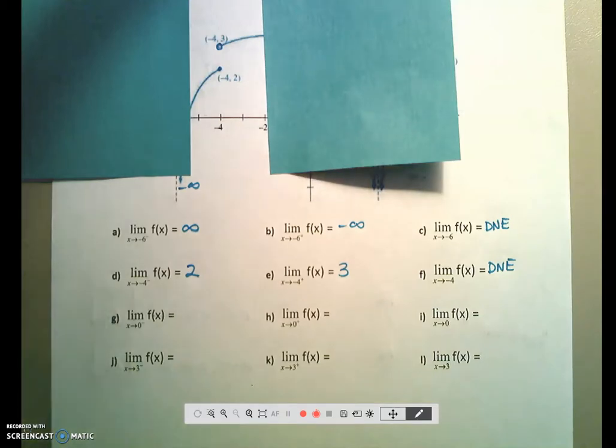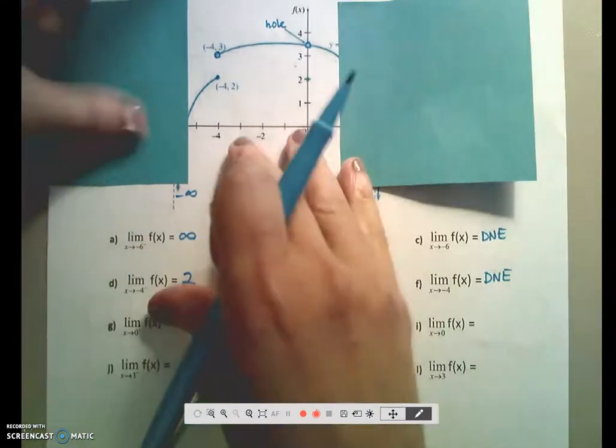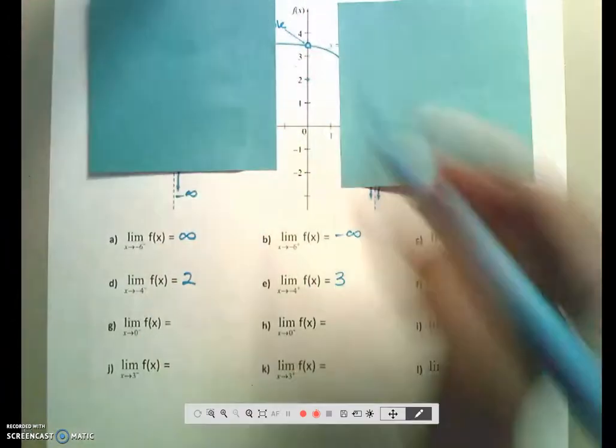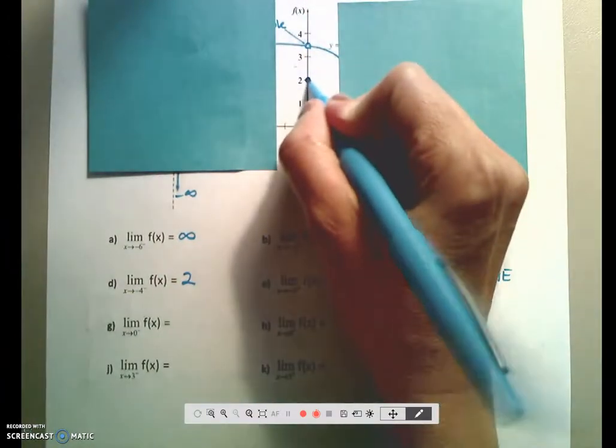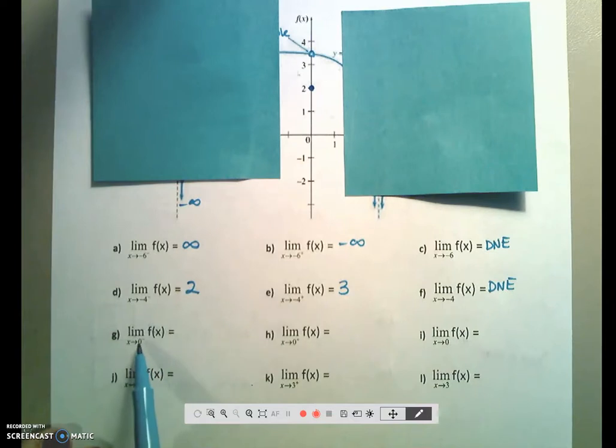All right, now let's look at the next one. I want to see what's happening at 0. All right, so again, oh, and there is a point right there. I don't know if you could see it when you graphed it, but there is like a floating dot right there. So we want to look at the limit as we approach 0 from the left, the right, overall.